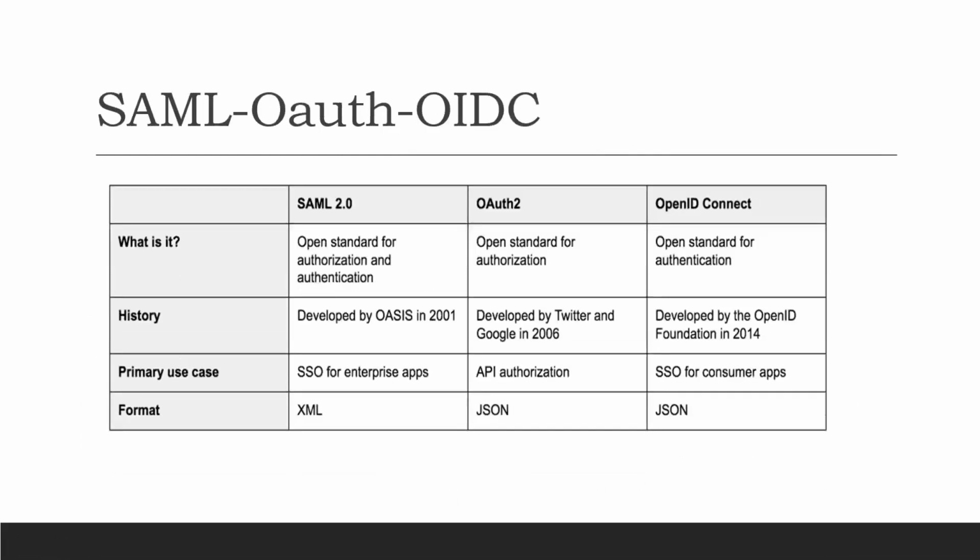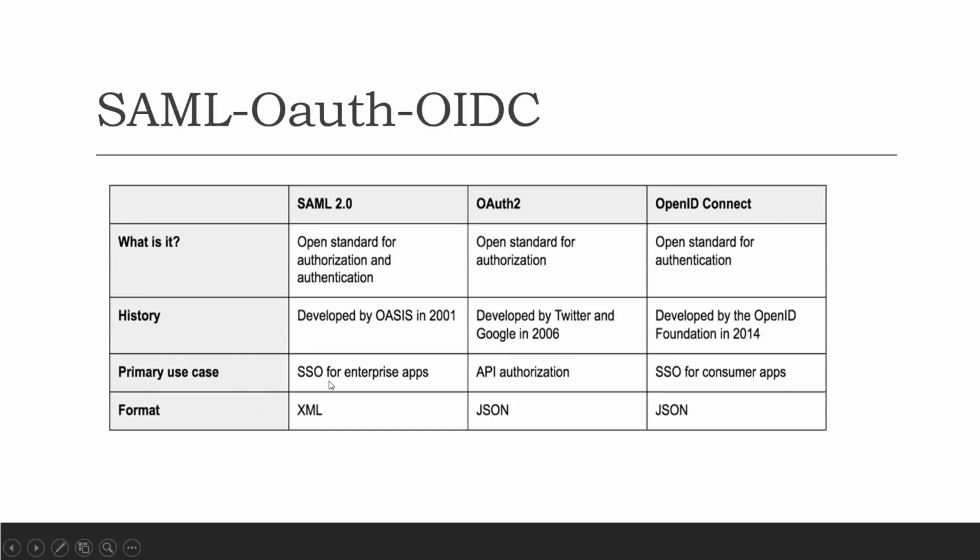Now we'll see one comparison that is very important. One question comes based on this comparison. SAML 2.0 is an open standard for authentication and authorization both. OAuth 2 is only for authorization, OpenID for authentication. If we merge OAuth and OpenID, it gives both authentication and authorization. SAML was developed in 2001 by OASIS. OAuth was developed by Twitter and Google in 2006, and OpenID Connect by the OpenID Foundation in 2014.